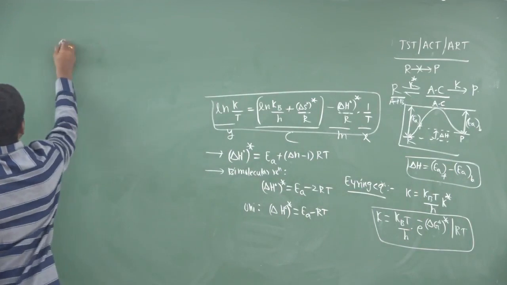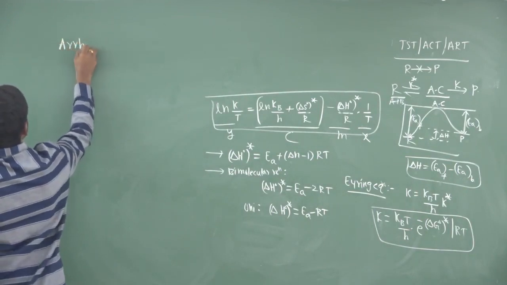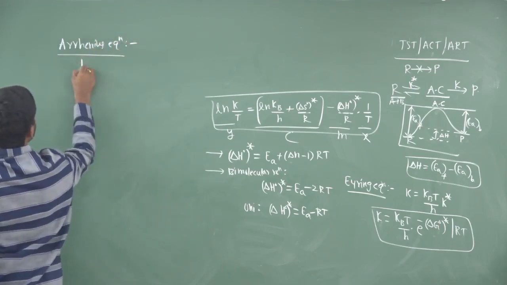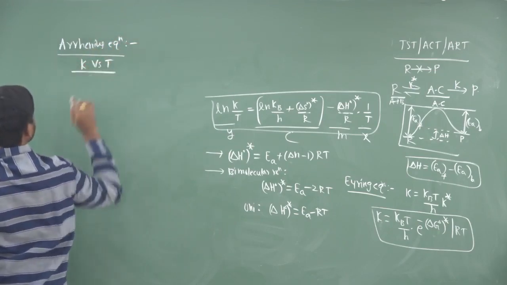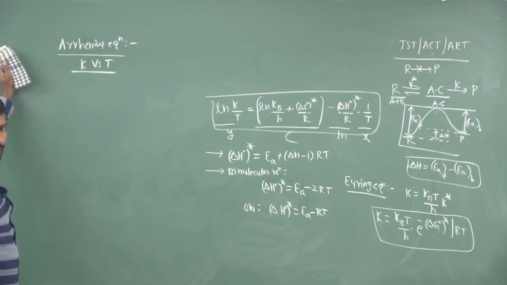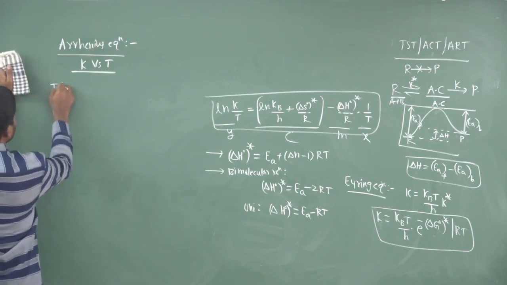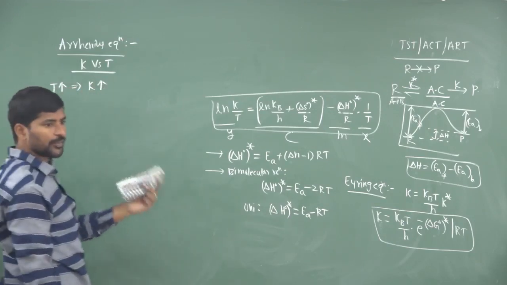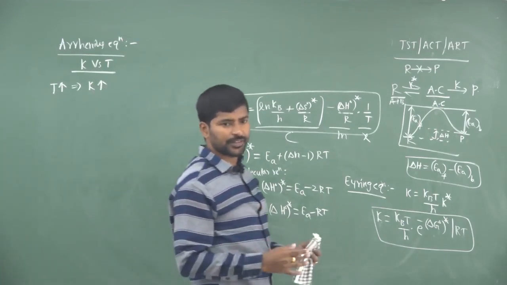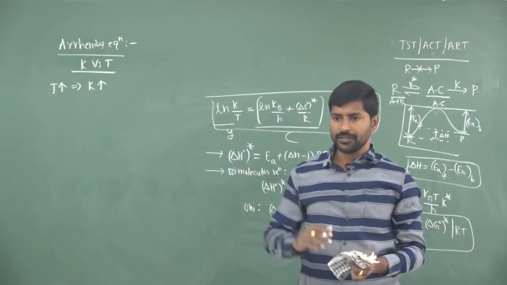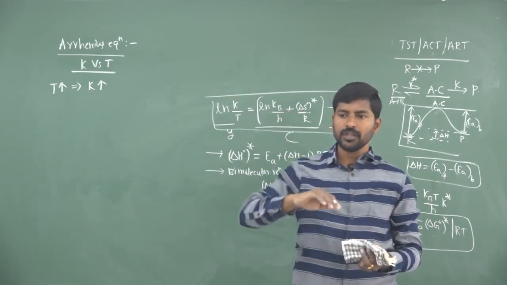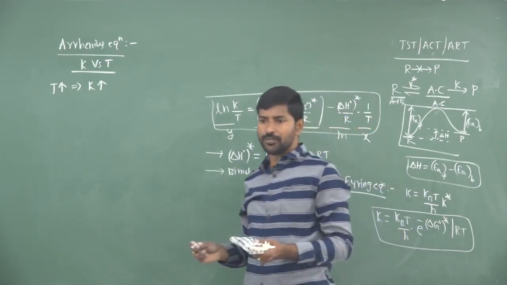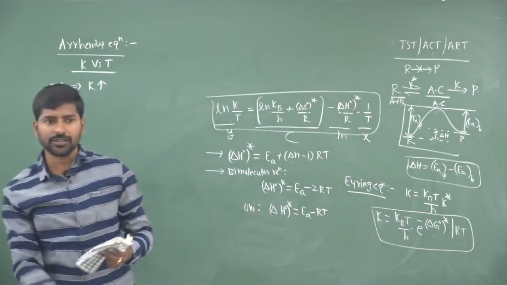Next one, what about the Arrhenius equation? The Arrhenius equation gives the relation between K and temperature. Generally, as temperature increases, what happens to the rate constant? It increases. As temperature increases, the number of effective collisions may increase, so the collisions may cross the energy barrier. So the rate constant also increases.